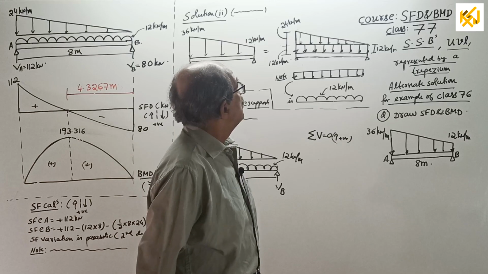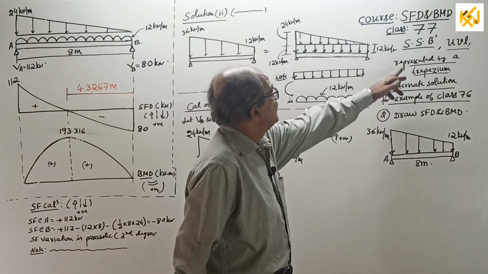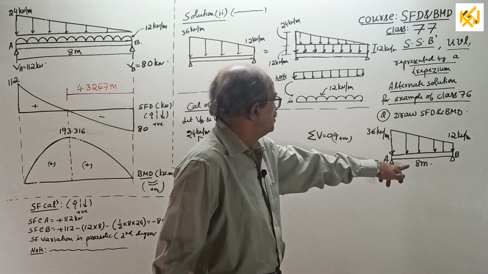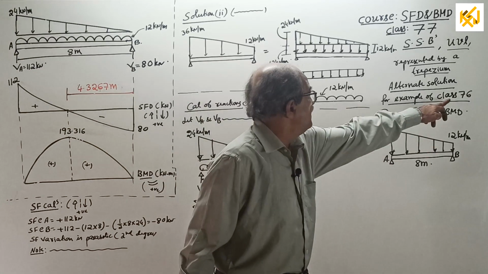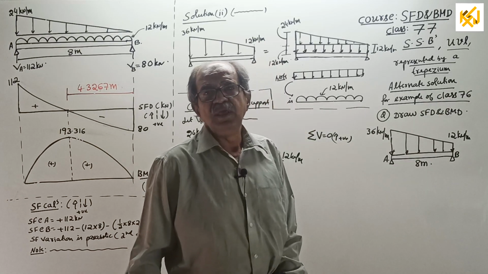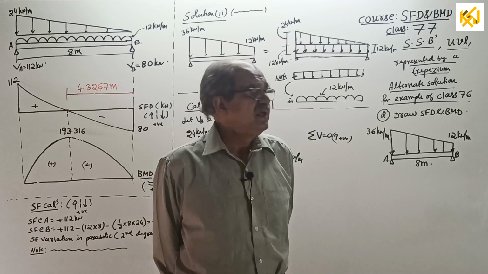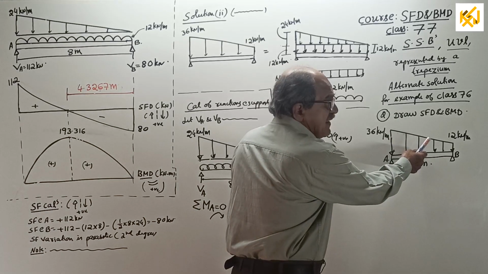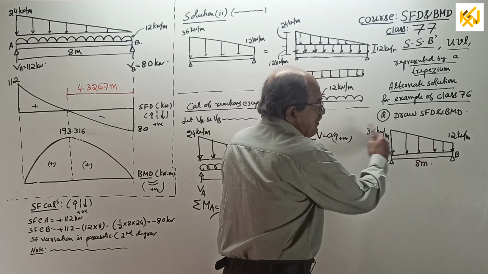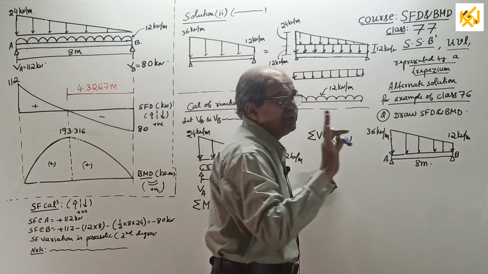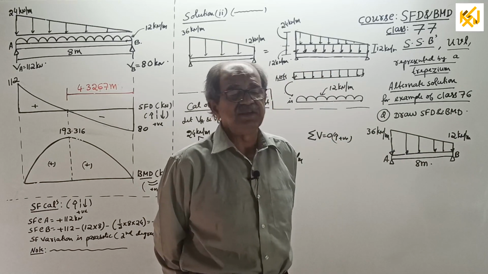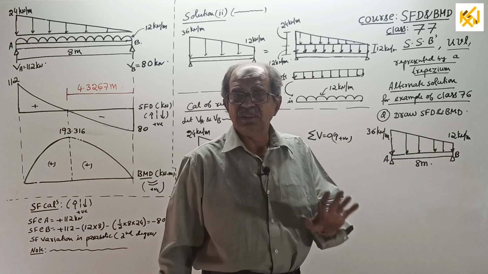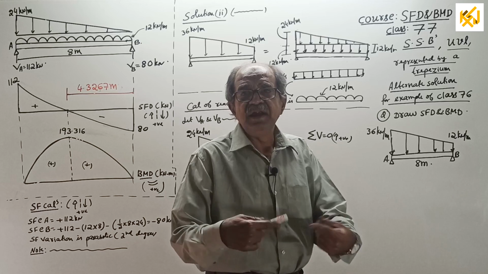Welcome to class number 77, Simple Support Beam UVL represented by a trapezium. I told you this question was solved in class number 76 by considering the loading in the same format as given, that is trapezoidal. If you remember, when you locate that point X, if you look this side, a trapezium will come. If you look that side also, a trapezium will come. So I gave both solutions. And while finding reactions, use the entire trapezium. This was last class. Now, alternate solution.